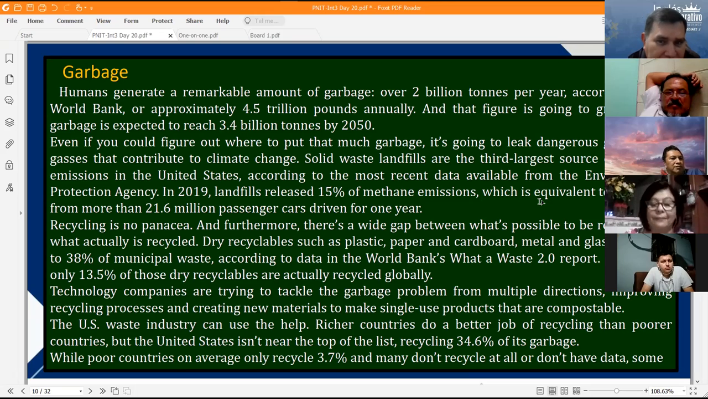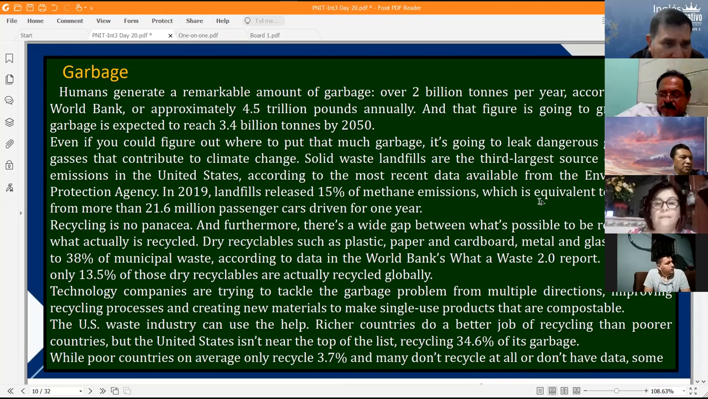Solid waste landfills are the third largest source of methane emissions in the United States alone, according to the most recent data available from the Environmental Protection Agency. In 2019, landfills released 15% of methane emissions, which is equivalent to emissions from more than 21.6 million passenger cars driven for 1 year. Recycling is no panacea.